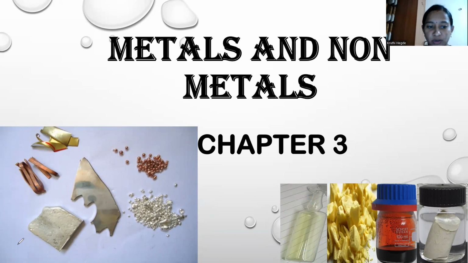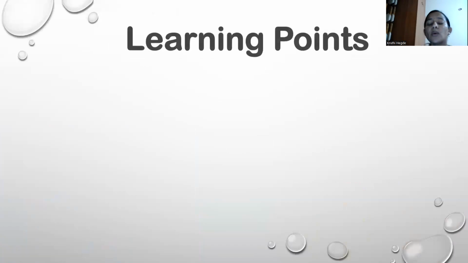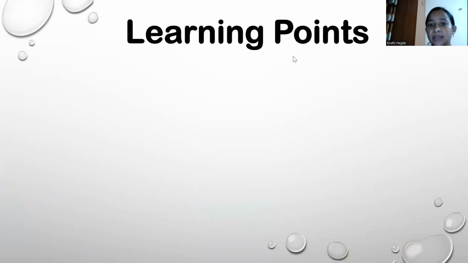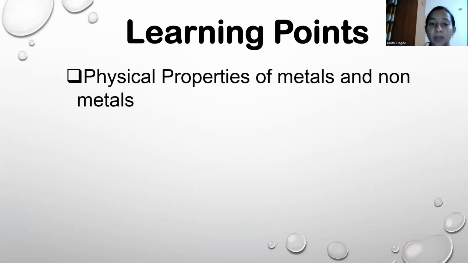Okay, let's move forward. What are the learning points of this chapter? In this chapter, we are going to learn in detail about physical properties of metals and non-metals. Dear children, what do you mean by physical properties? Physical properties are those properties which are visible to us, which we can see, which we can feel, which we can touch. We are going to discuss in detail about physical properties of both metals and non-metals.